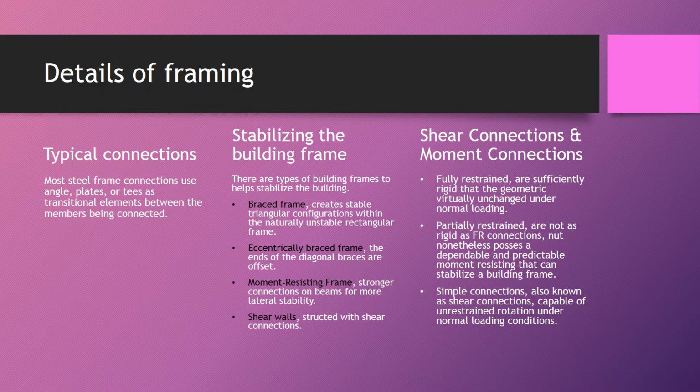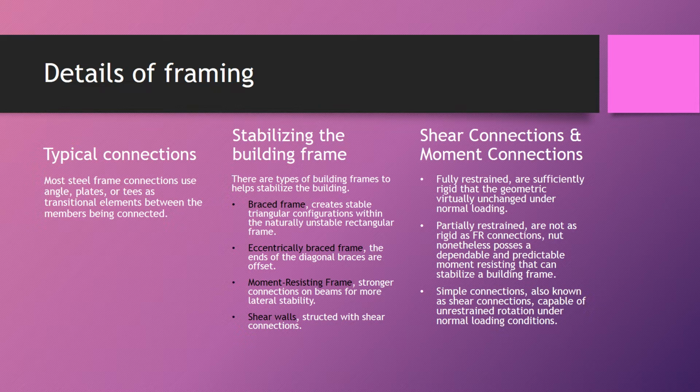A couple of them are braced frame, which creates stable triangular configurations within the naturally unstable rectangular frame. Another one is eccentrically braced frame, where the ends of the diagonal braces are offset. And then moment resisting frame, stronger connections on beams for more lateral stability, and shear walls, structured with shear connections.